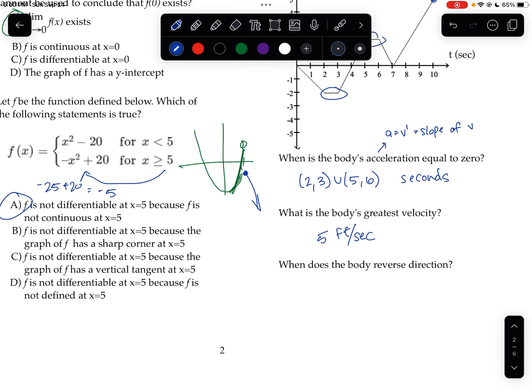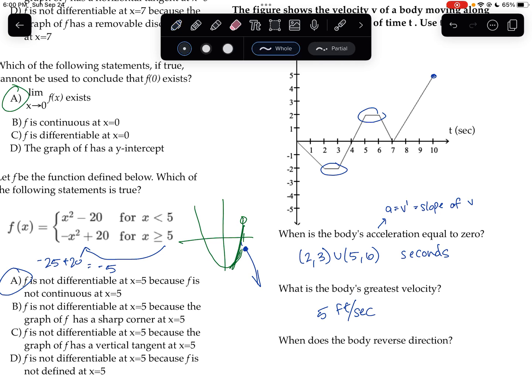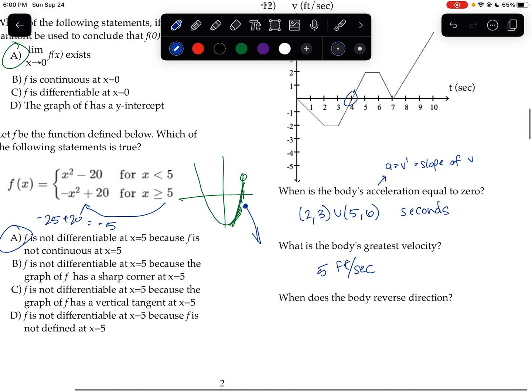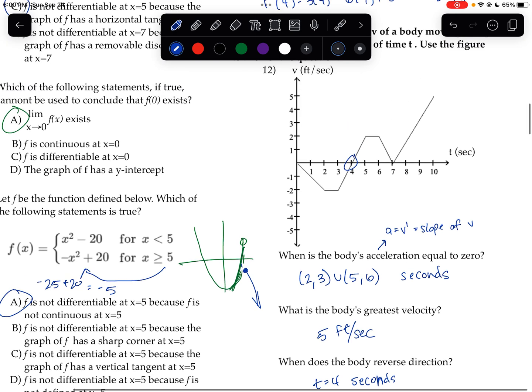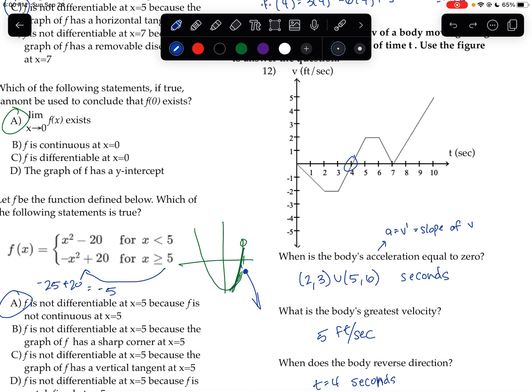When does the body reverse direction? So if velocity is negative, so right here, it's moving backwards. Velocity is positive, it's moving forward. So it changes direction at t equals 4 seconds. In this case, at t equals 7, I wouldn't say it reverses direction. So it's moving forward. So right here, it's moving forward.